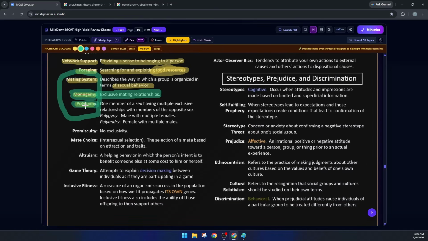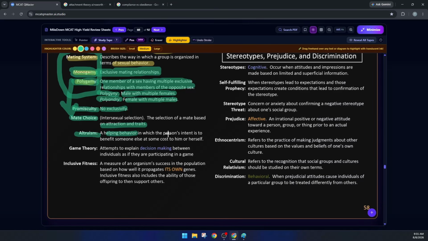Polygamy. I don't know if I'm saying it right. Polygamy: one member of the sex having multiple exclusive relationships with members of the opposite sex. So if a male has multiple female mates, that's polygyny. I don't know how to say it right. And if a female has multiple mates, that's called polyandry, right? Okay, promiscuity means there's no exclusivity in the relationship at all. So that's another mating system. Mate choice is selection of a mate based on attraction and traits.